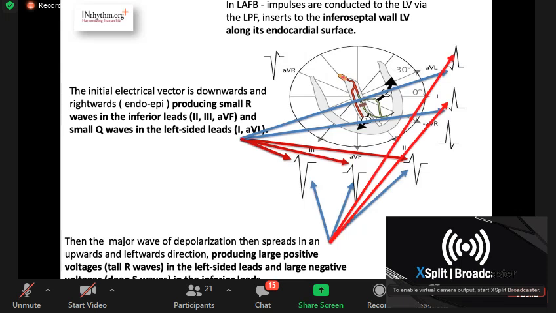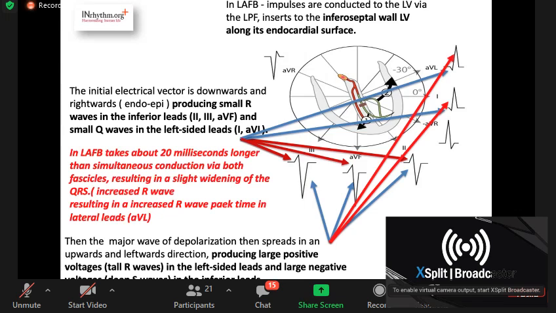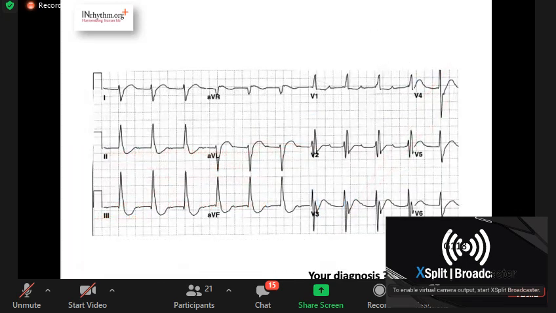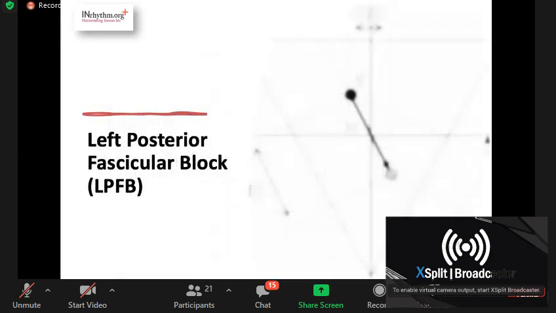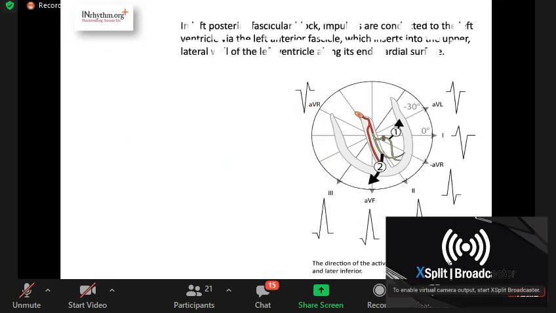So it will produce what? A prominent positive deflection in the lateral leads. You will have a giant R wave in the left-sided leads like V5 to V6. And in the inferior leads you'll get deep S waves because it is going away from them. Because of the prolongation of the depolarization time, you will have close to around 20 milliseconds delay in the stimulation of the left ventricle, which prolongs the QRS interval. So this is how you diagnose left anterior fascicular block. I think with this, we'll end this talk today. We will not discuss the posterior fascicular block. So, any questions from the audience?